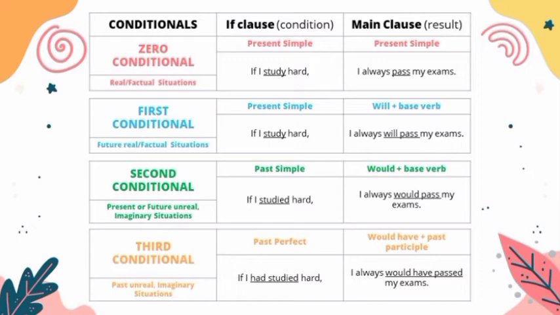In zero conditional, we have, if I study hard, I always pass my exams. While in first conditional, if I study hard, I will pass my exams. In second conditional, we have, if I studied hard, I would pass my exams. And in third conditional, if I had studied hard, I would have passed my exams. See the difference?